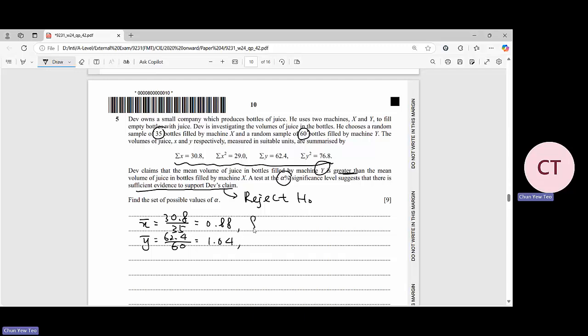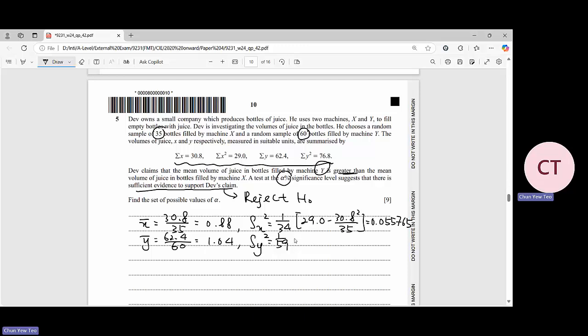Then after that, you want to calculate the unbiased estimation of the population variance of X. It will be 1 over 34 times 29.0 minus 30.8 squared divided by 35. Press the calculator, then you will get the answer 0.055765.